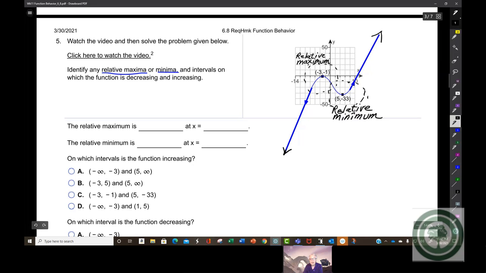Okay, they are also called relative maxima and relative minima. The plural, talking about all of them now. All of them ever, maxima and relative minima. Minima.